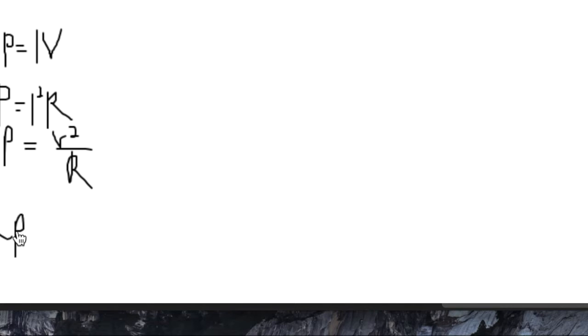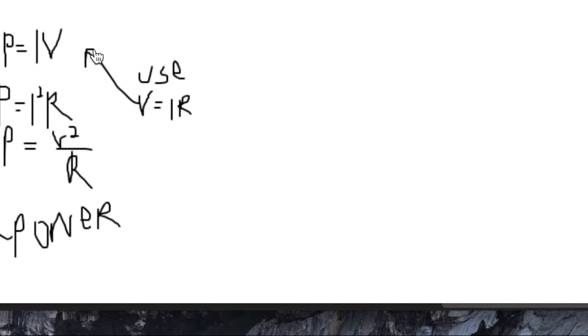And so you will use the equation P equals IV, and use V equals IR. So then you would plug V equals IR into the V right there, which would give you I squared R, and you can figure that out by using all the different things.